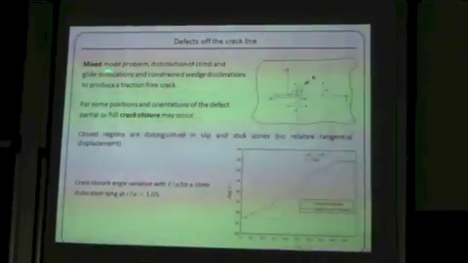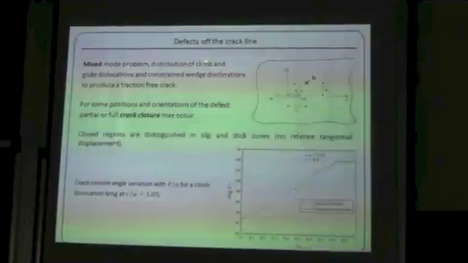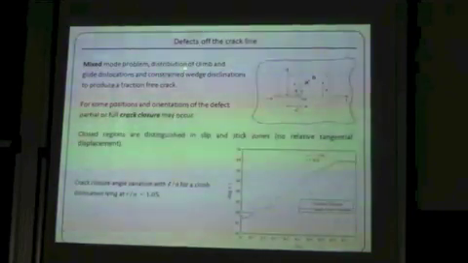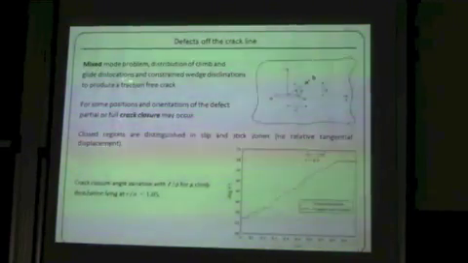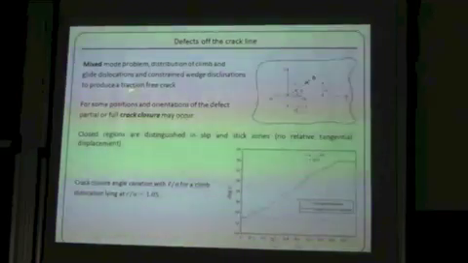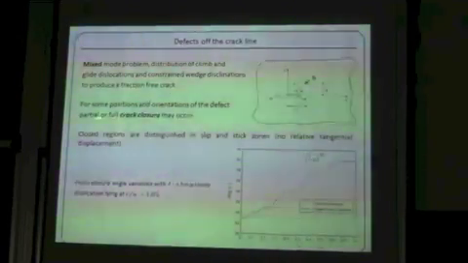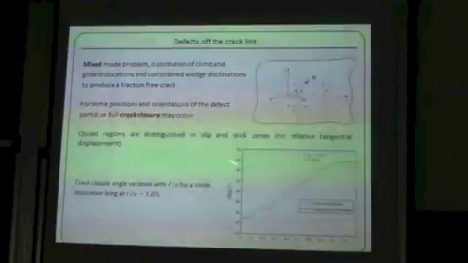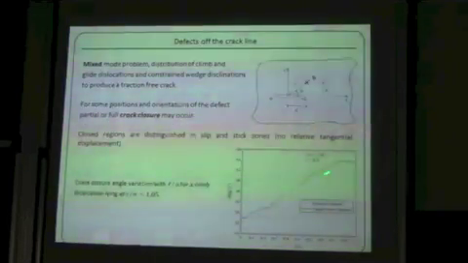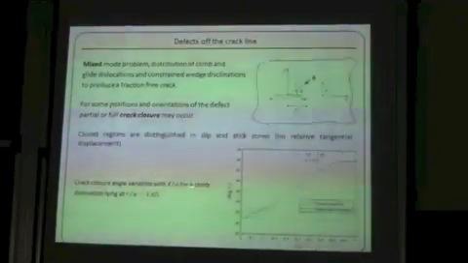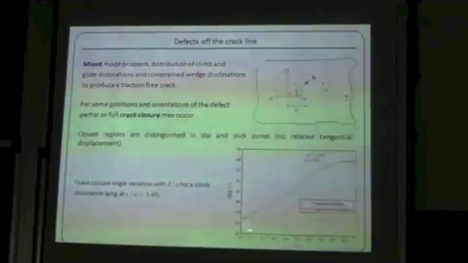So in this case, we will have a mixed mode problem which will need a distribution of climb and glide dislocations and these rotational defects in order to be modeled. And we report that for some positions of the defects, crack closure may occur. And here I have put a diagram for interaction with a climb dislocation.